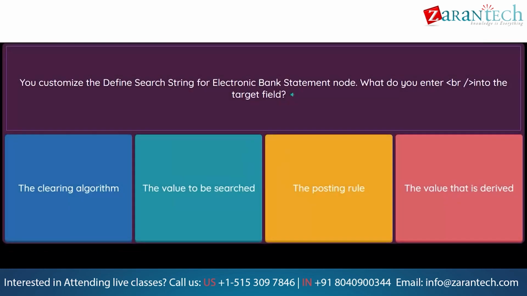Question, you customize the defined search string for electronic bank statement node. What do you enter into the target field? Option 1 the clearing algorithm. Option 2 the value to be searched. Option 3 the posting rule. Option 4 the value that is derived.